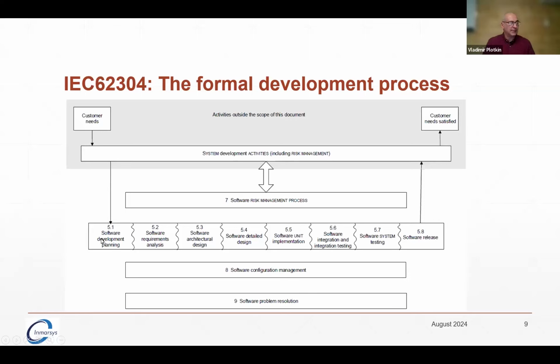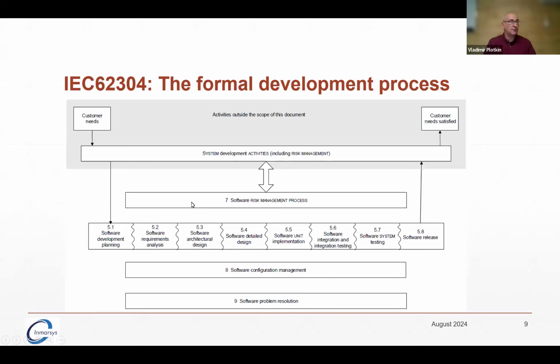So we start from software development planning. We analyze requirements based on the system requirements, basically what the system team wants us to implement. We try to create the architectural design, then the detailed design, and software unit implementation going down to the lowest level. And then we perform integration testing and software system testing. Remember, software system is not the same as the system as a whole. It's specifically for the software system. And then we do software release.